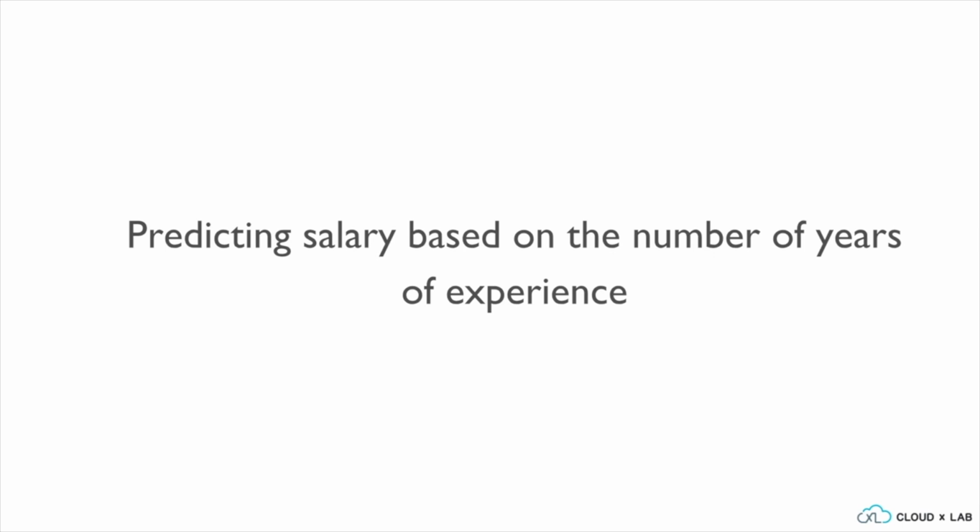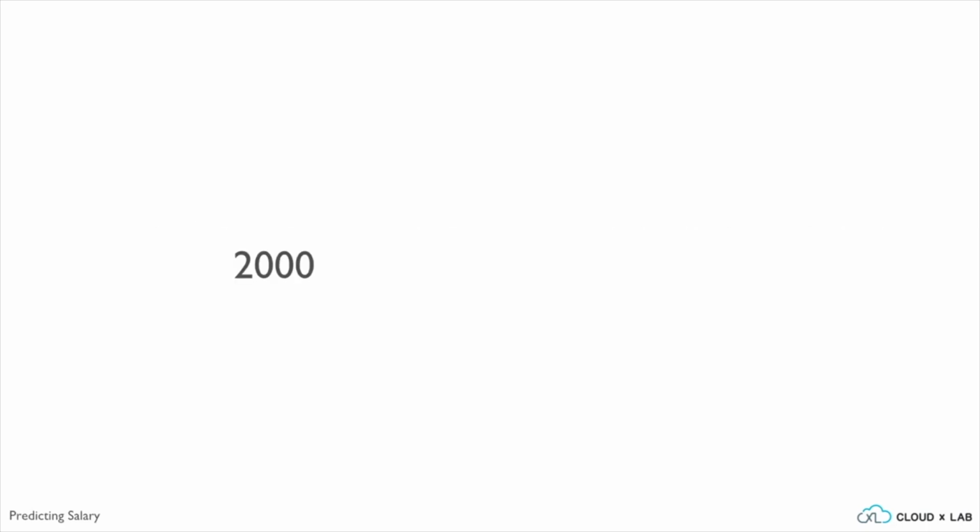Let us take a really simple example of predicting the salary based on the number of years of experience. Say after first year your salary was 2000 and after the second year your salary became 4000 and the third year 6000. What will be your salary in the fourth year? That's right, it is 8000.